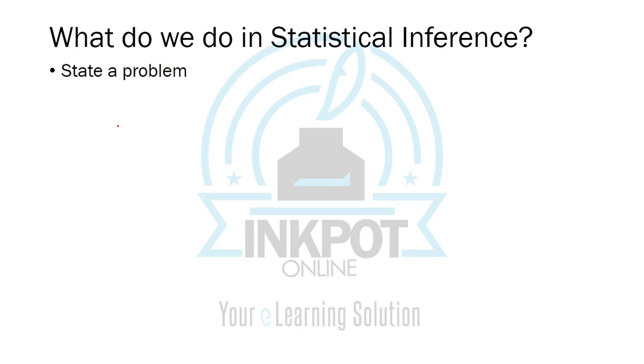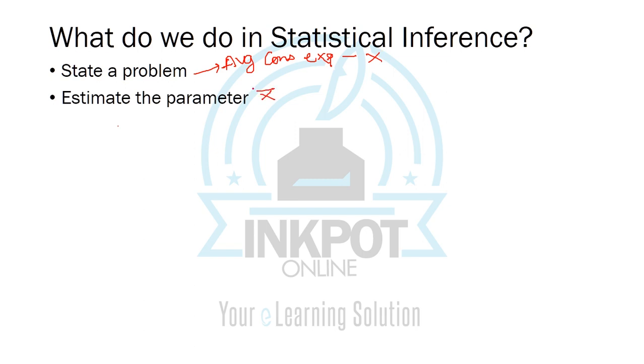We can now look at the specific steps in statistical inference. First of all, we specify the problem. In this case, our problem was that we were trying to find out the average consumption expenditure of a particular group, and let's call this X. The next step, we estimate the parameter, and the parameter here would be X bar.